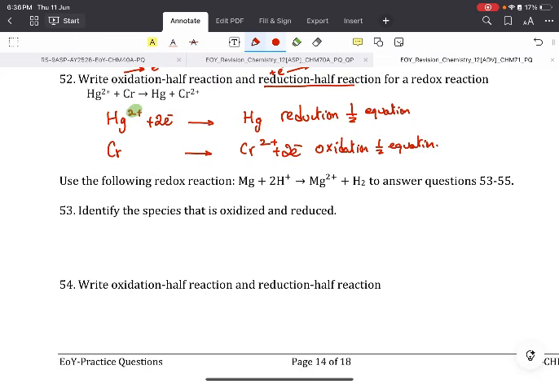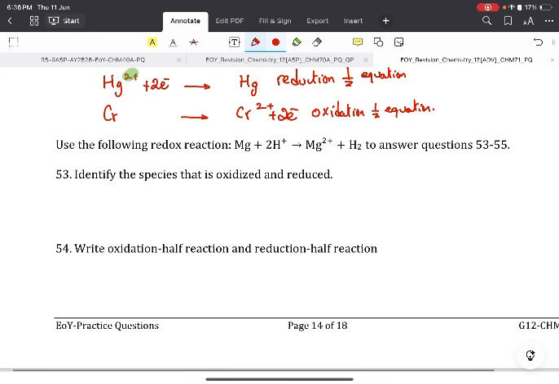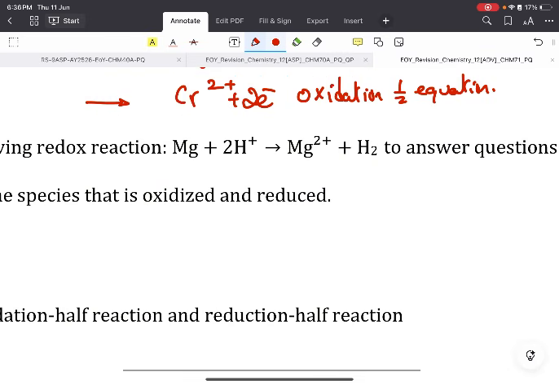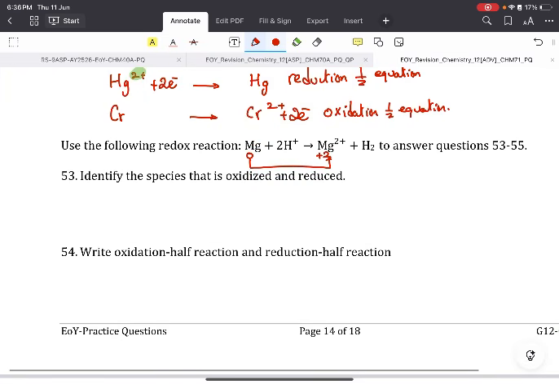Use the following redox reaction to answer questions 53 to 55. Identify the species that oxidized and reduced. This is from 0 going into plus 2. Oxidized. So Mg oxidized and H plus reduced.